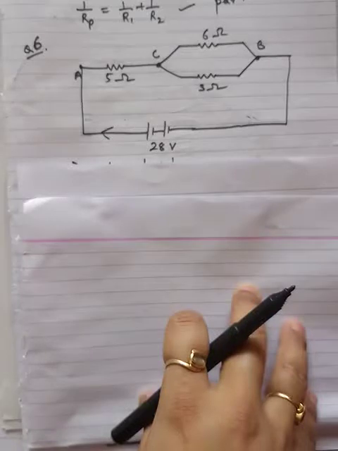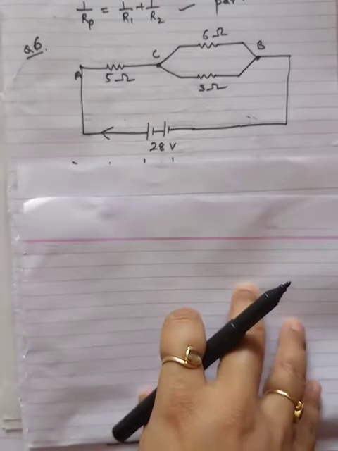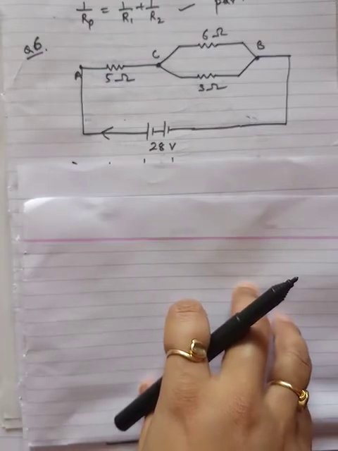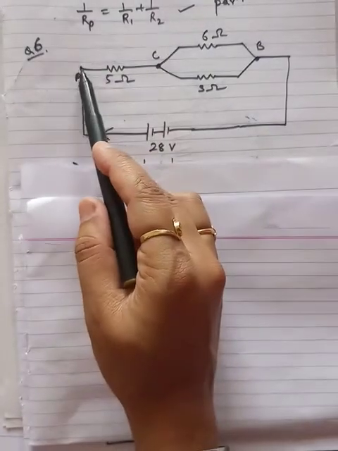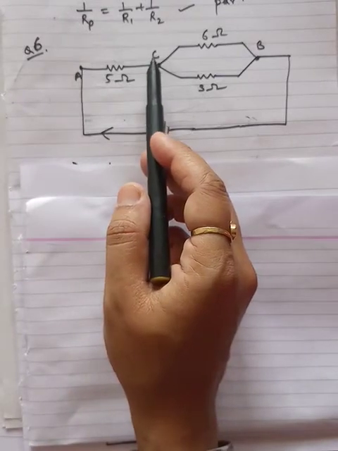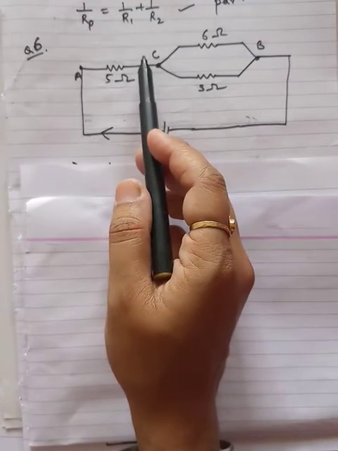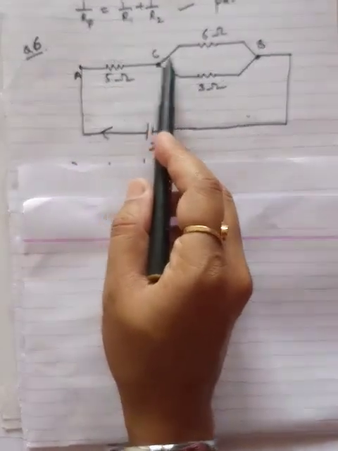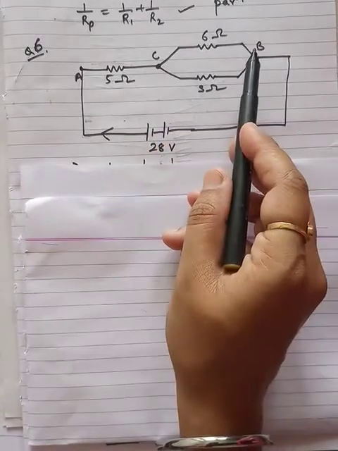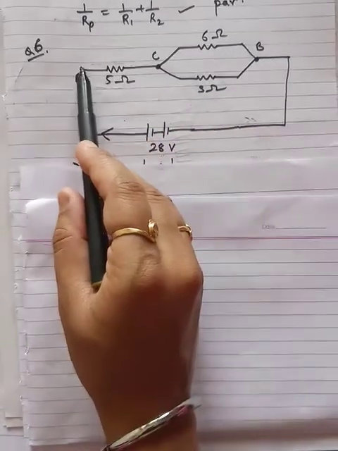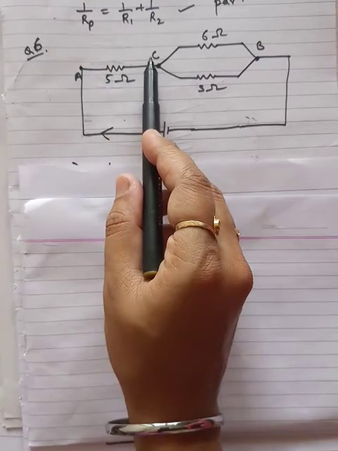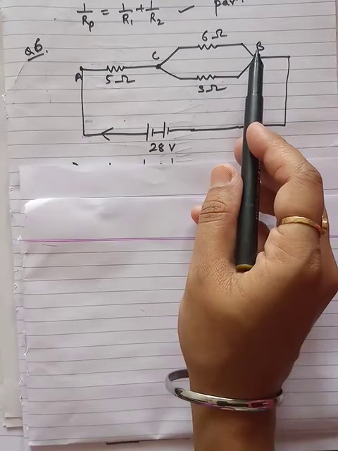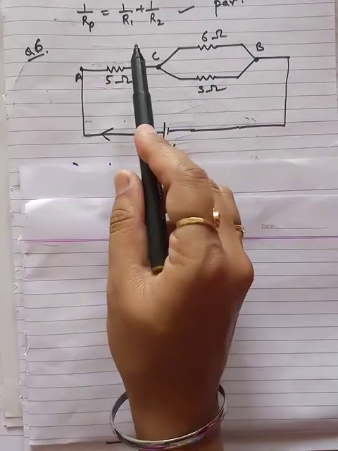Okay. Now in part C of the question, the potential difference across AC is to be found. Because in series combination we know the potential difference is different. AC and CB are in series combination. So across AC the potential difference is different from the potential difference across CB. Okay, so this potential difference I want to find out.